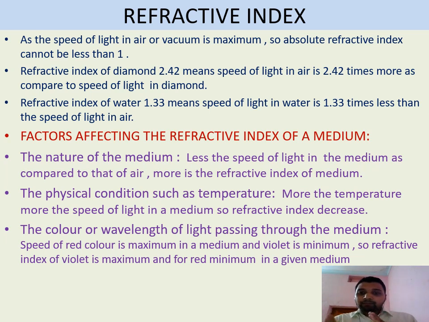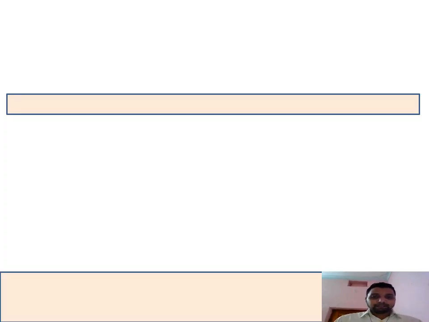But when they are going from air to any other medium, their speed changes. Red color has maximum speed, so minimum refractive index. Violet color has minimum speed, so maximum refractive index. So all the colors have different refractive indices in other media. We will come to the next part here.